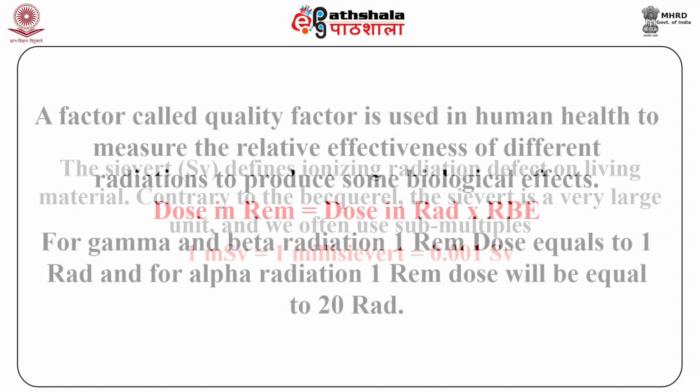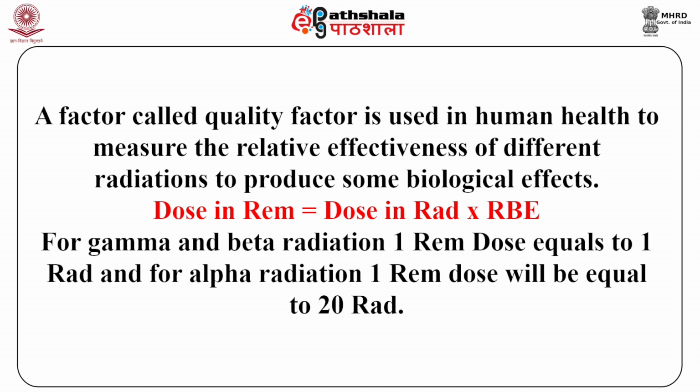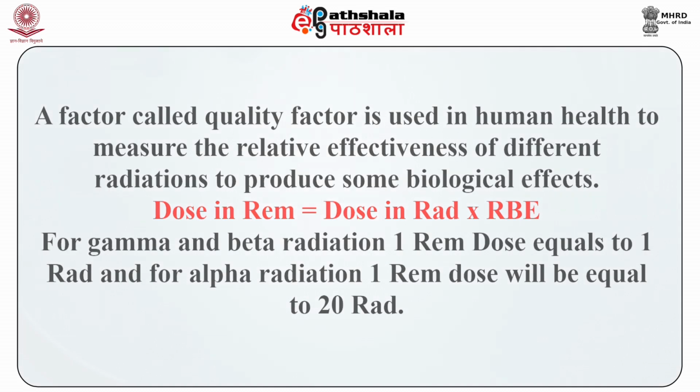A factor called quality factor is used in human health to measure the relative effectiveness of different radiations to produce some biological effects. This is measured in terms of dose in rem, which is dose in rad × RBE. For gamma and beta radiation, 1 rem dose equals 1 rad, and for alpha radiation, 1 rem dose will be equal to 20 rad.